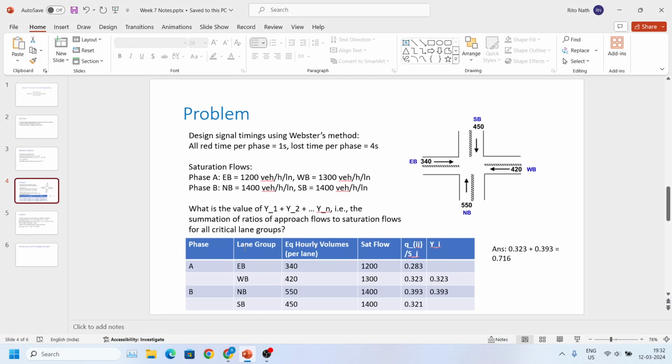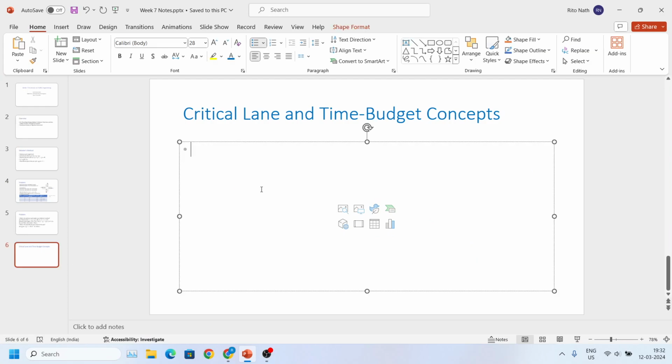Okay, so let's move to the next discussion. It's on critical lane. So I think, discussing this time budget thing. You have 1 hour, and within that you have to have those allocations like total lost time, total effective green, and so on. And the critical lane is something. So maybe I'll just write it down briefly.